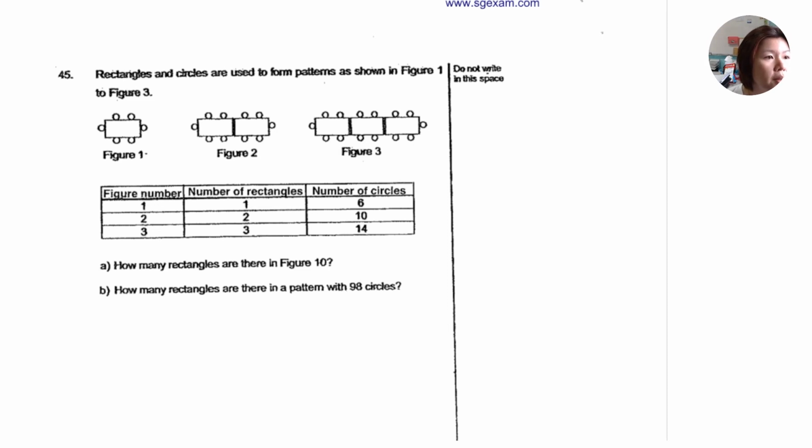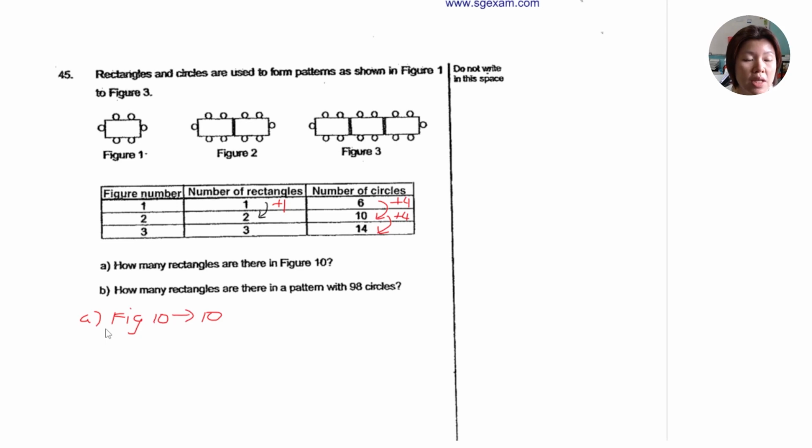Okay, so here we can look at the pattern. My number of rectangles each time I move is plus 1, and my number of circles each time I move is plus 4. Okay, so let's see. So it's constant. I want to find figure 10. So figure 10 will be for rectangles. Since it's constant each time plus 1, so figure 10 rectangles will be 10.